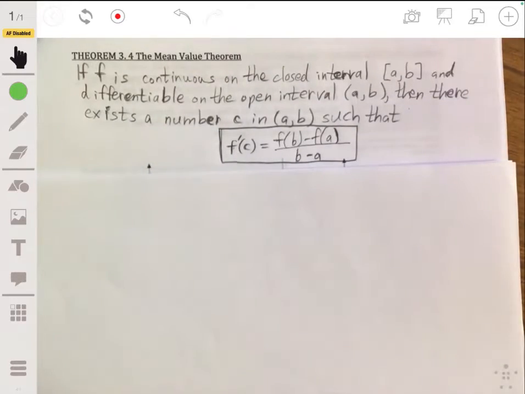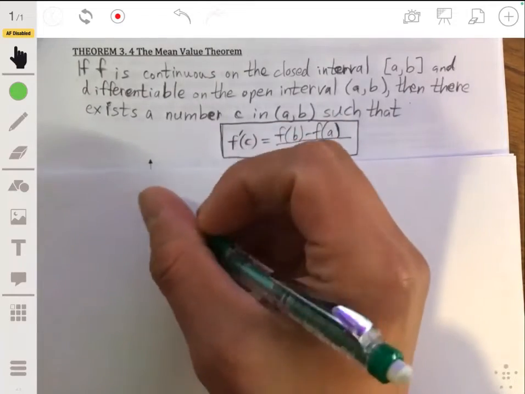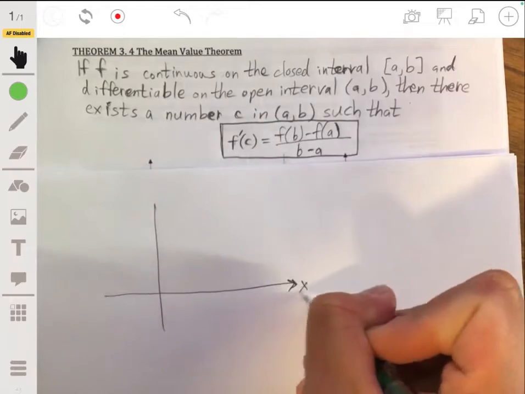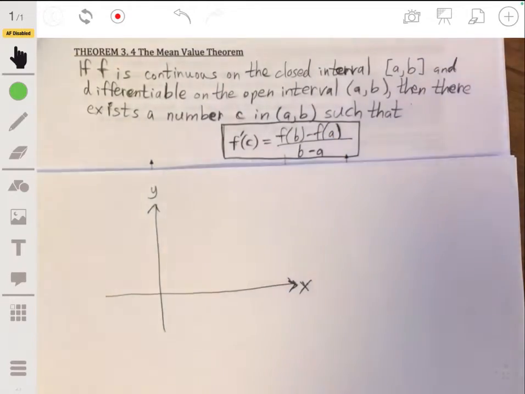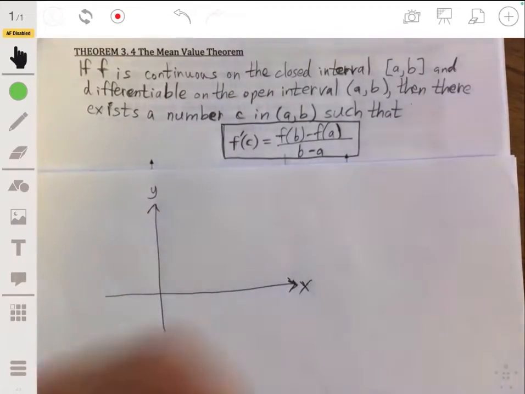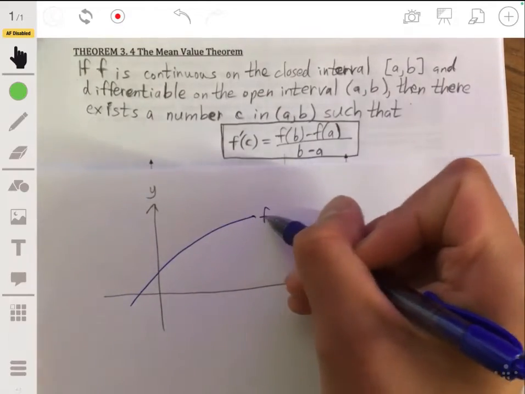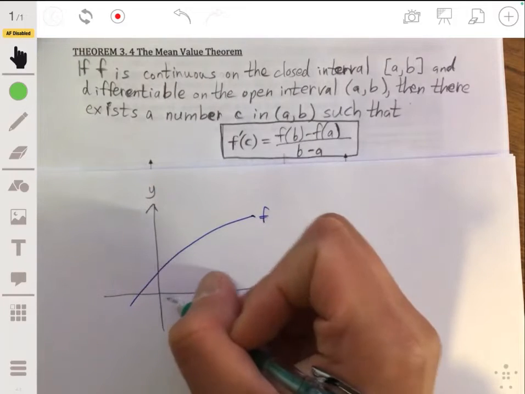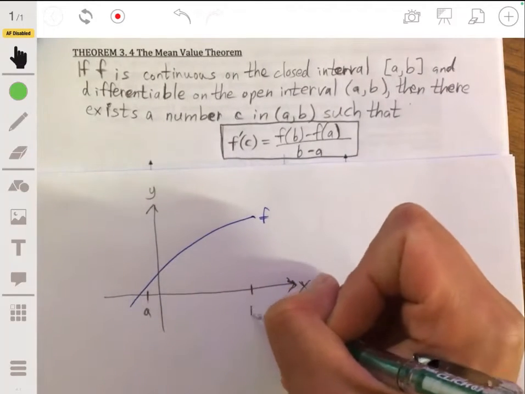So let me just draw a sketch of this because this is going to make it a lot easier to understand. So let's draw the x-y axis. A little crooked, but it'll be okay. I'm going to draw this function, a normal function, nothing crazy, just a line like that. That's my function f, all right? And we're going from a to b. So let's say a is over here. Let's make a a negative number. Let's say b is over here.